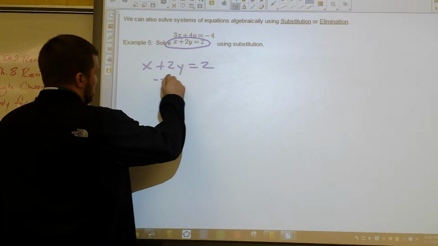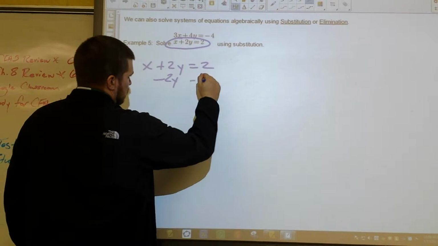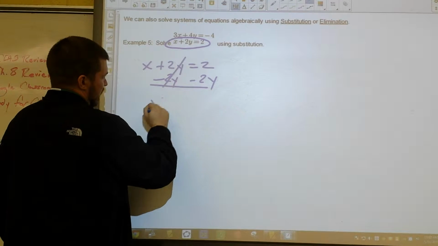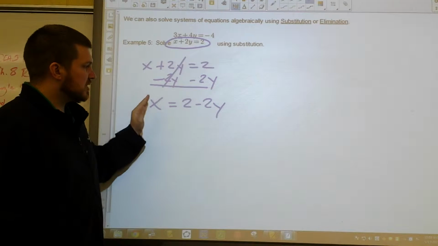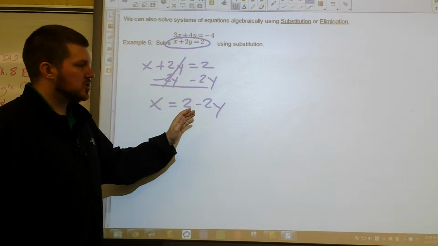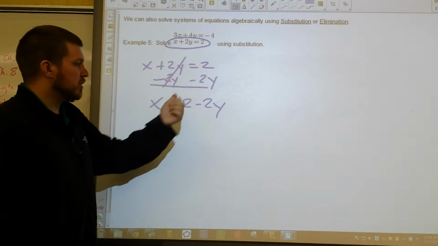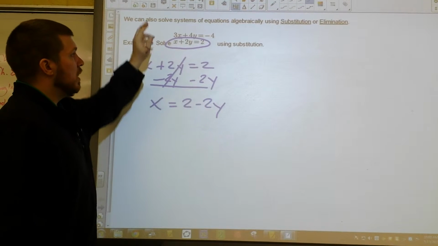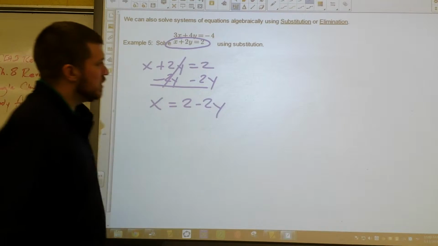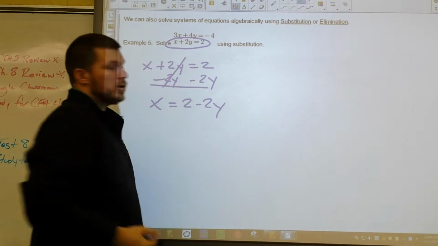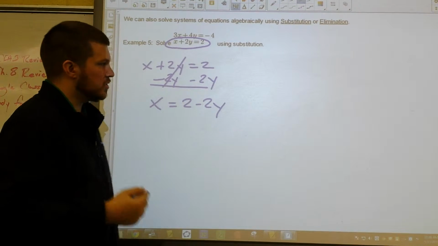So I'm going to say minus 2y on both sides to get x by itself. Cancel out, so x equals 2 minus 2y. Now what this means is everywhere that I see an x, I can replace it with 2 minus 2y. It's kind of like first name, last name. You could call me by my first name, or you could call me by my last name. Now, since I used the bottom equation, I have to use the top equation. You don't want to substitute into the equation that you just used. So I'm going to substitute into the one I haven't used yet, which was the top.